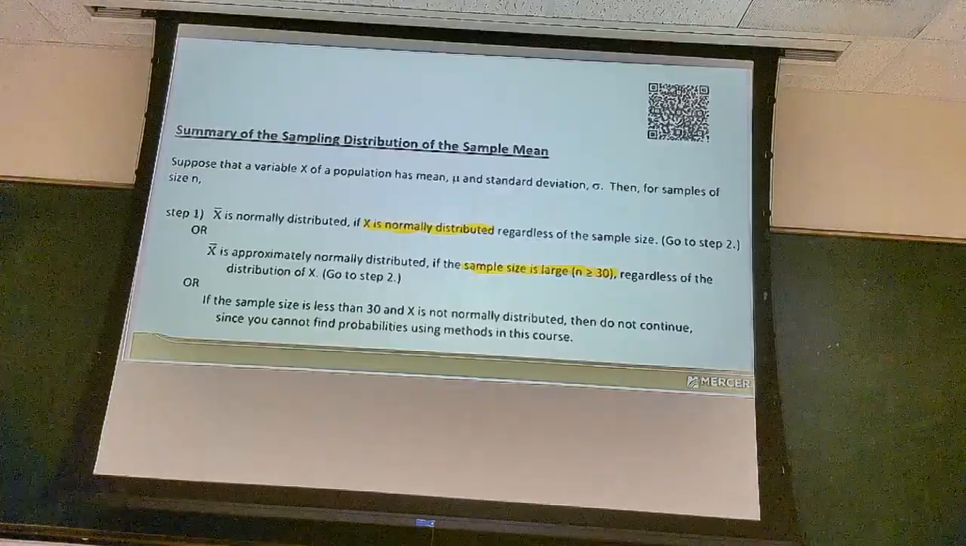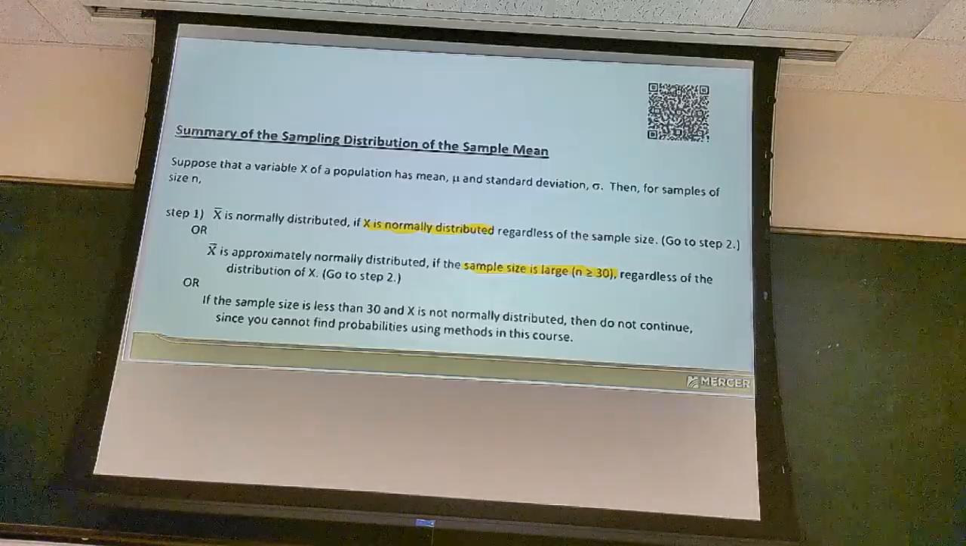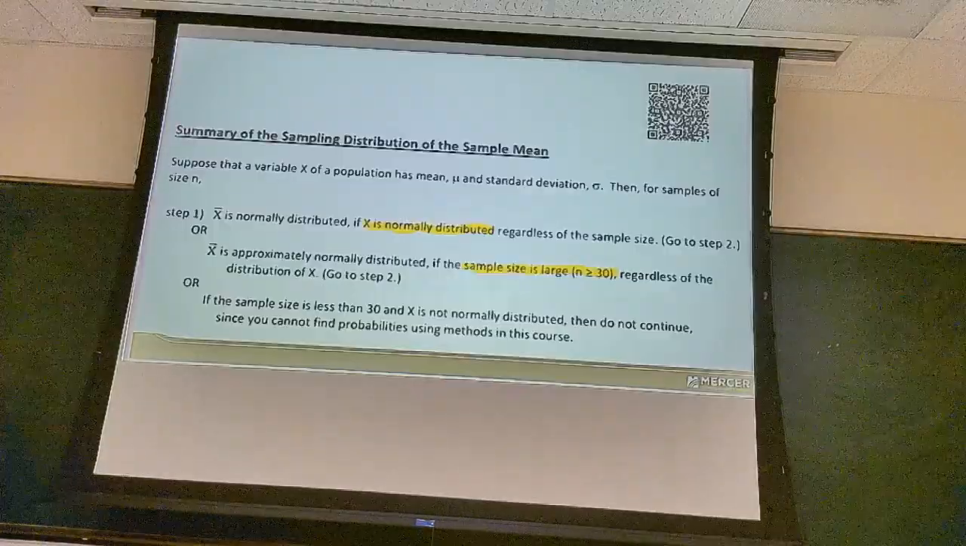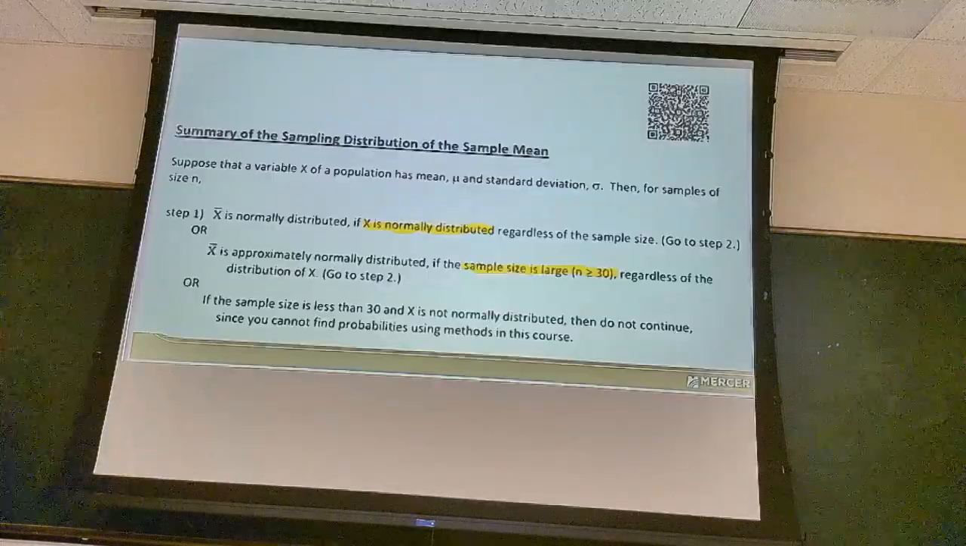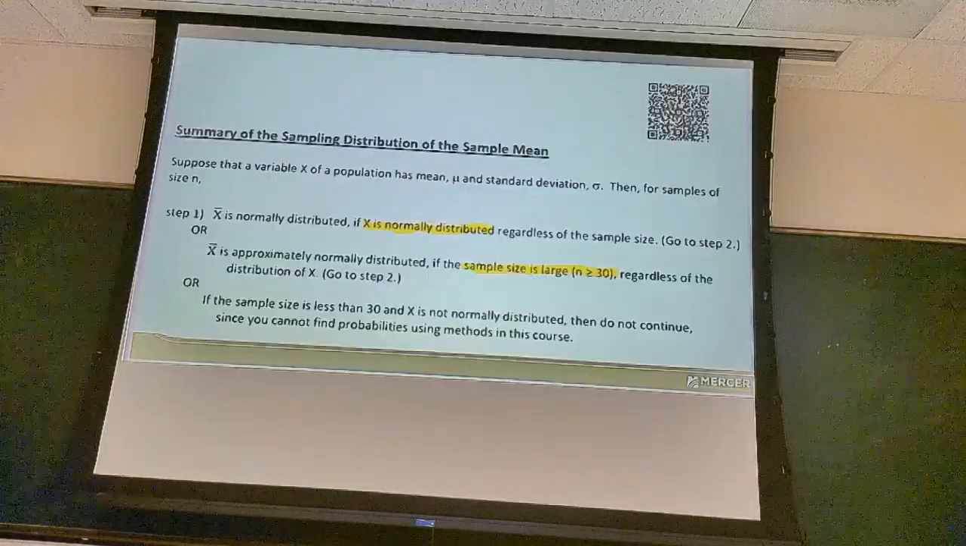As long as it says X is normal. If X is normal, then the sample size doesn't matter. If the sample size is 30 or larger, it doesn't matter if it says X is normal. X could be severely right skewed, but our sample size is 50. Then we can take the means to be normal.